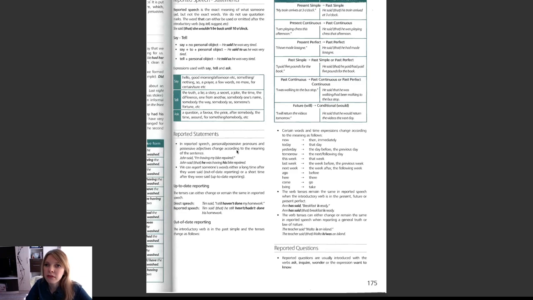Let's have a look at the example, because there are certain differences in tense usage. So the tenses can either change or remain the same in reported speech.